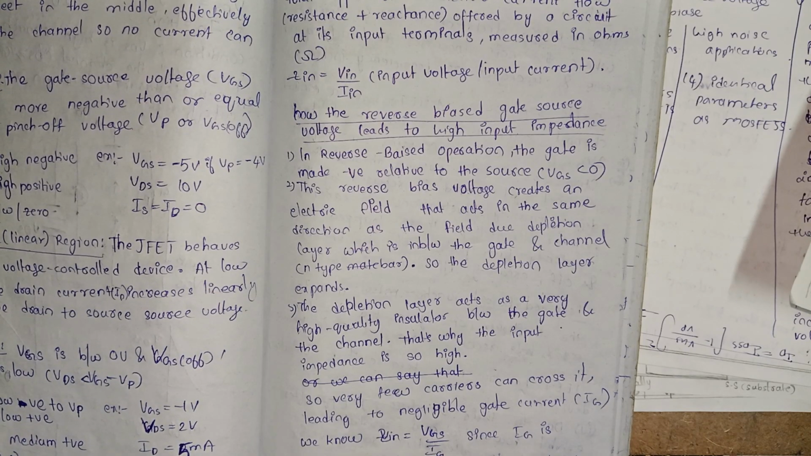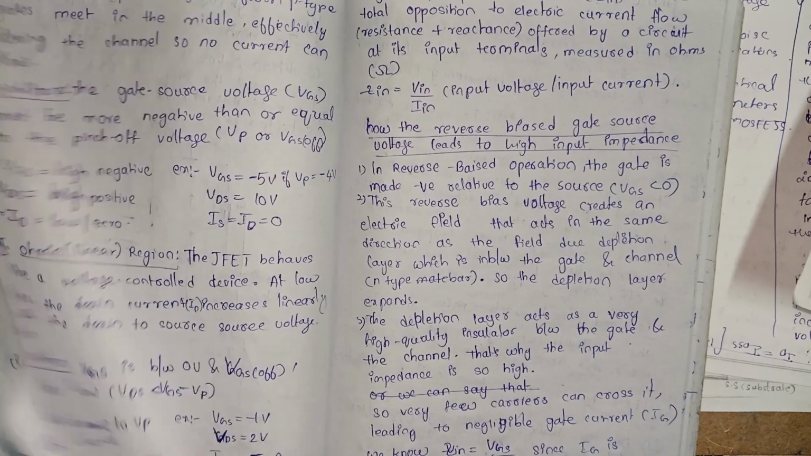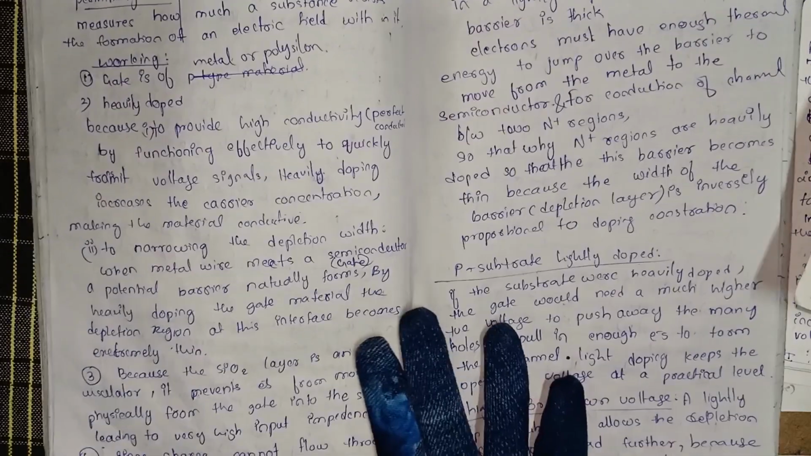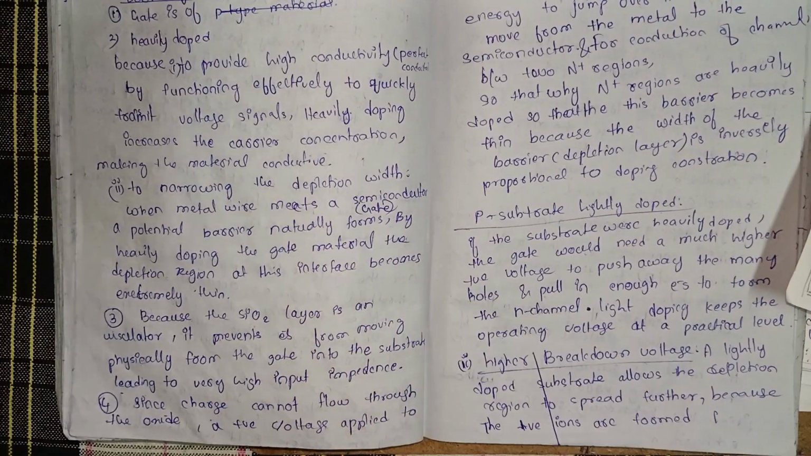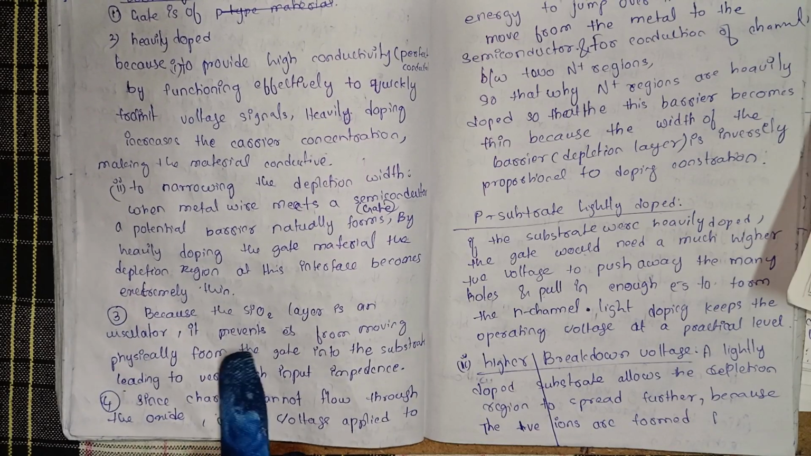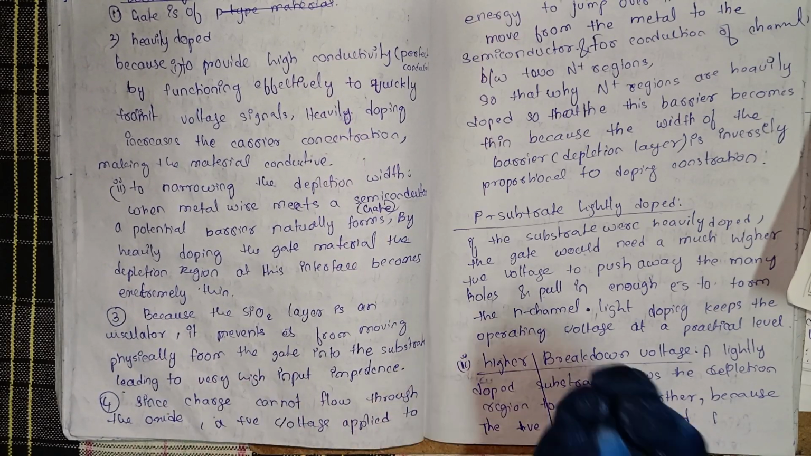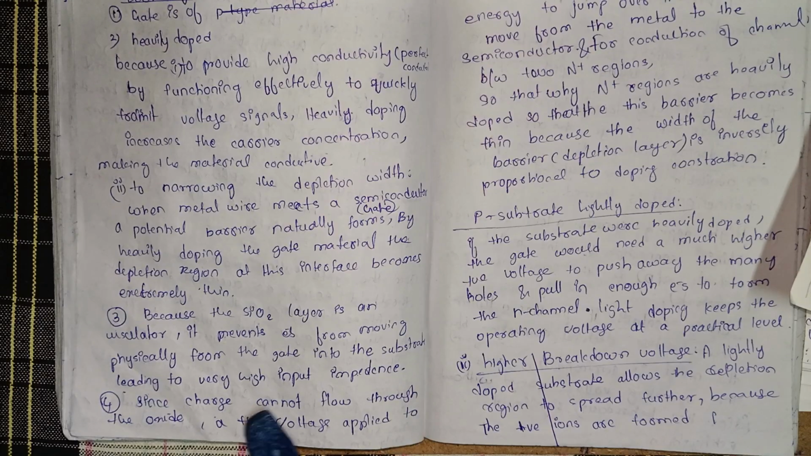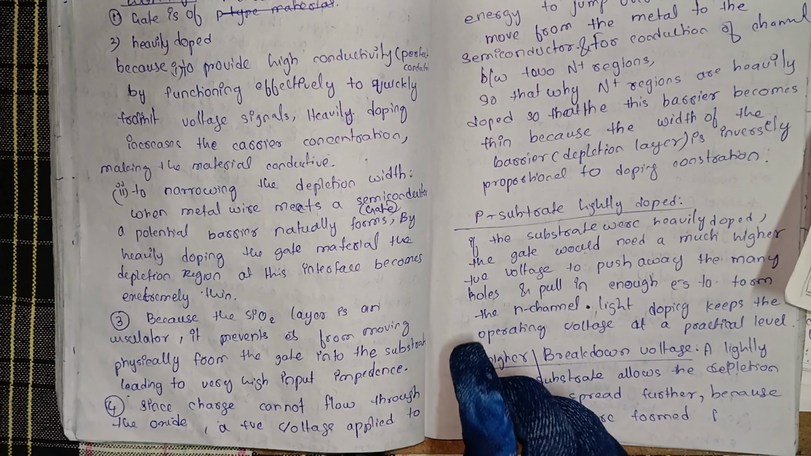And in the D MOSFET and E MOSFET, why is the input impedance very high? Because the silicon dioxide layer is an insulator. It prevents electrons from moving physically from the gate into the substrate, leading to very high input impedance.